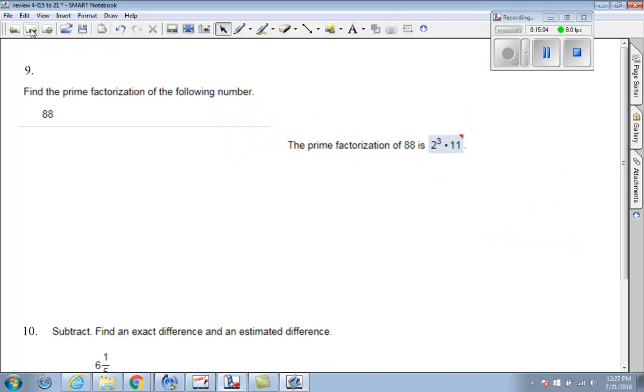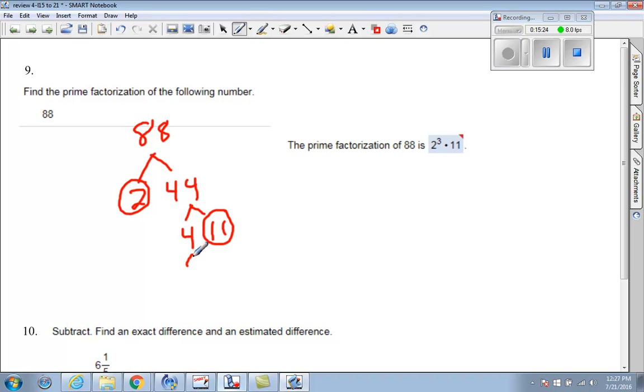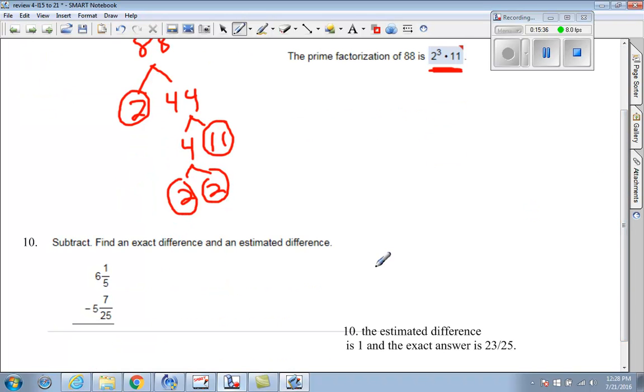Okay, let's try the next one. Prime factorization of this number. By now I'm assuming we're pretty comfortable, so we know, for example, that 2 times 44, 2 is prime. 2 times 44 makes 88. 44 is going to break into 4 times 11. 11's prime. 4 breaks down into 2 times 2. So 2 times 2 times 2 times 11, which means this.